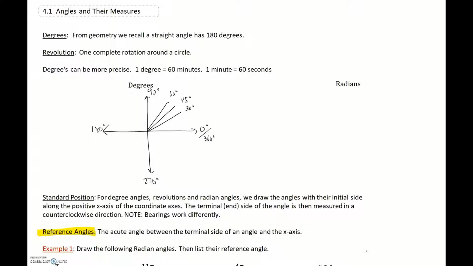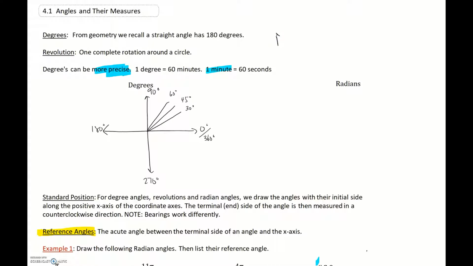Now, degrees are great and all, and they can be measured. You can make degrees a little more precise. The way you do that is 1 degree is 60 minutes. So believe it or not, you could break 1 degree up into 60 parts called 60 minutes. You can break each minute up into 60 seconds. So imagine how tiny you can get.